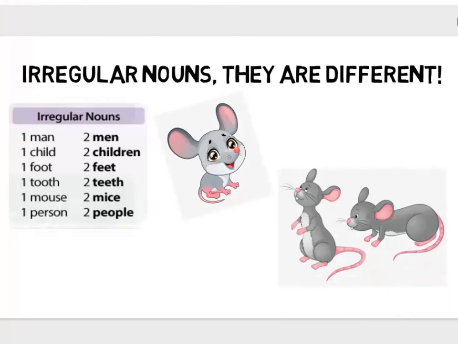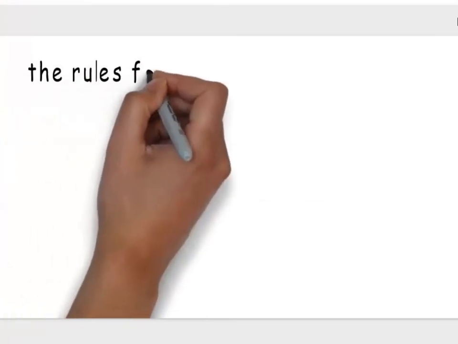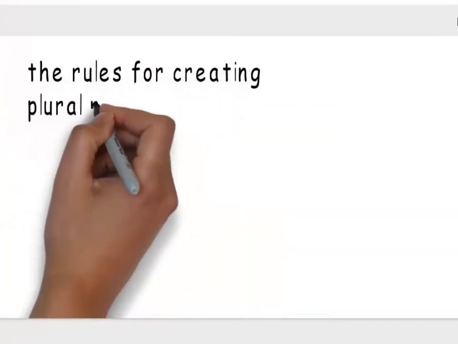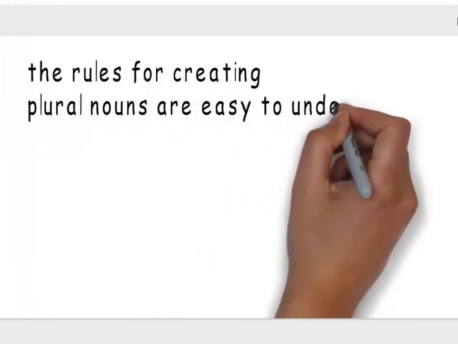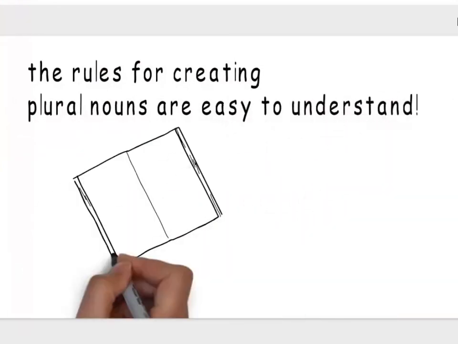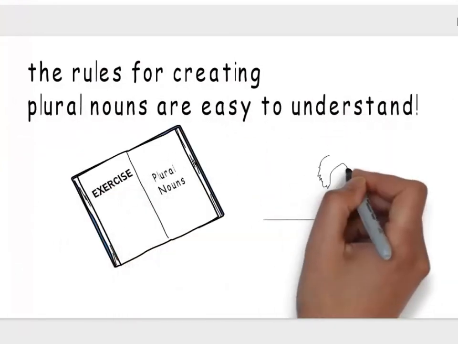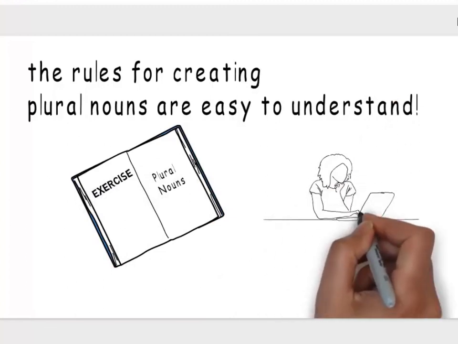1 person, 2 people. Well, the rules for creating plural nouns are easy to understand. With practice, forming plural nouns will become easier for you.